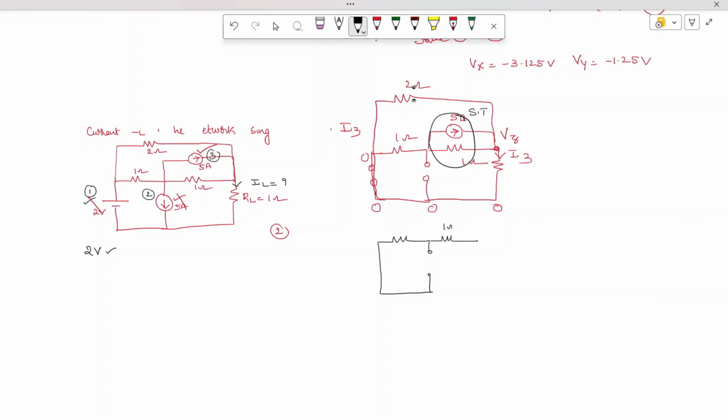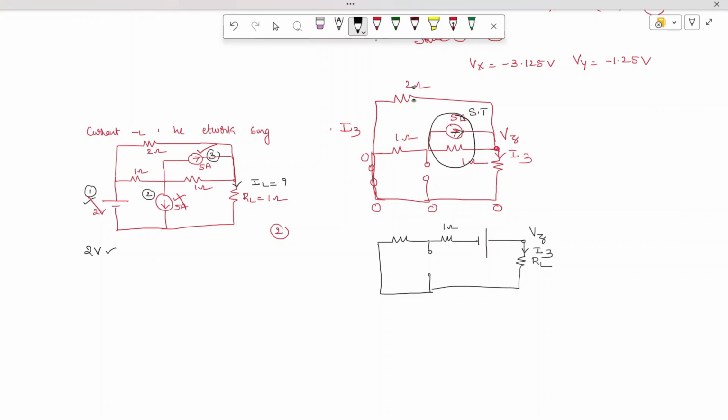This is the same resistor R Thevenin, and current is flowing in this direction. Automatically, this will be positive polarity and this will be negative polarity, and we are going to get a node Vz, and here is our load resistor, which is nothing but RL.